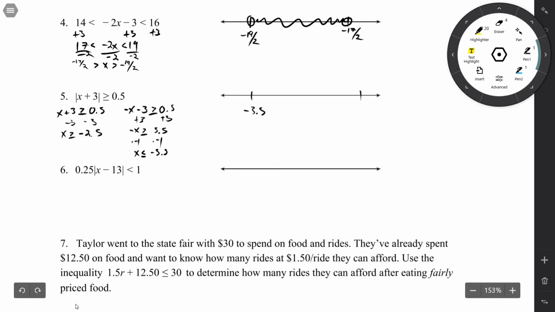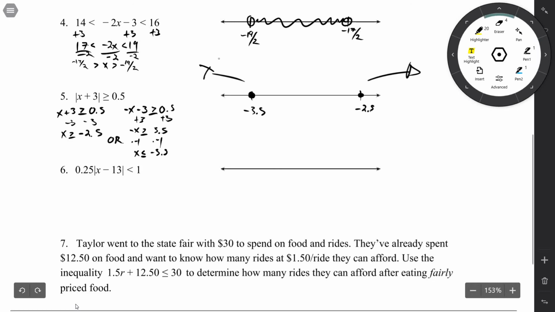-3.5 is a little bit smaller. -2.5. These are filled in circles because we're dealing with greater than or less than or equal to. And if we're looking for all values that are greater than that distance, that means that we're going to be going out to negative, what am I doing here? Can't draw an arrow head, there we go.